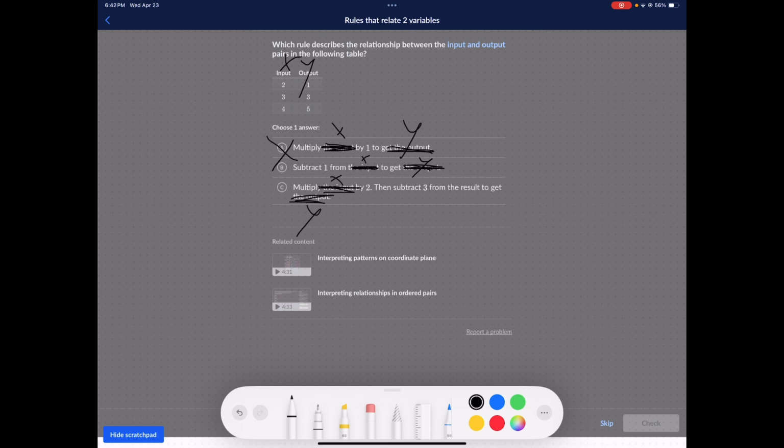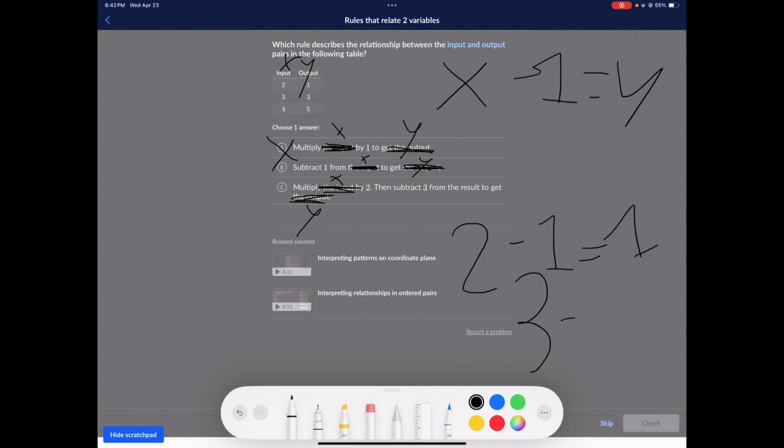Okay, choice B, subtract 1 from x to get y. So x minus 1 is equal to y. Is that the case? Although that is the case for 2 minus 1 equaling 1, it is not true for 3 minus 1 equaling 3. 3 minus 1 equals 2, and that's not equal to 3. So that means B is eliminated.